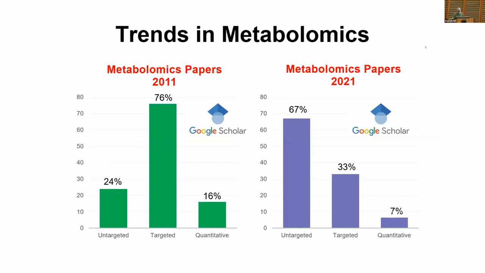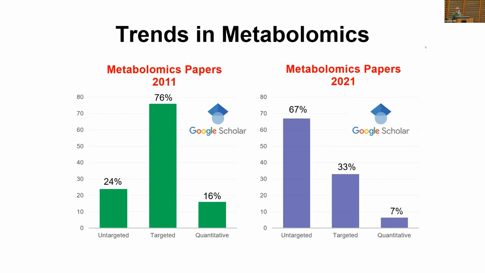So I've been looking at the trends. As I said, I've been working in the field of metabolomics for a long time, and I'm looking at the number of metabolomics papers that were published. Not only have I looked in PubMed, I've looked in Google Scholar. So we're looking at these graphs between 2011, 10 years ago, and 2021, which is the last year we have complete data. And I was looking essentially for a number of papers and then the percentage therefore of untargeted studies versus targeted studies versus quantitative metabolomic studies.